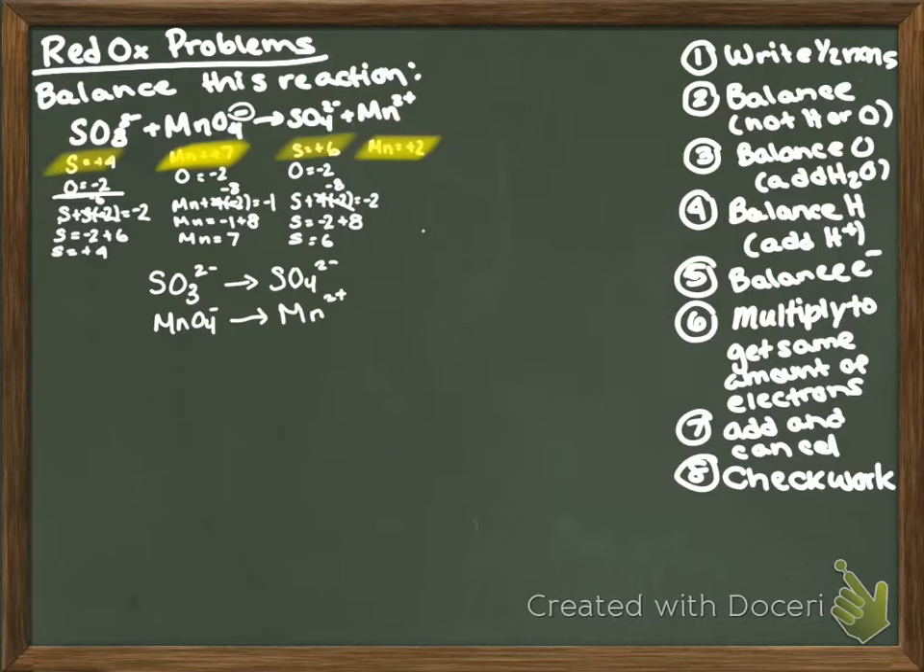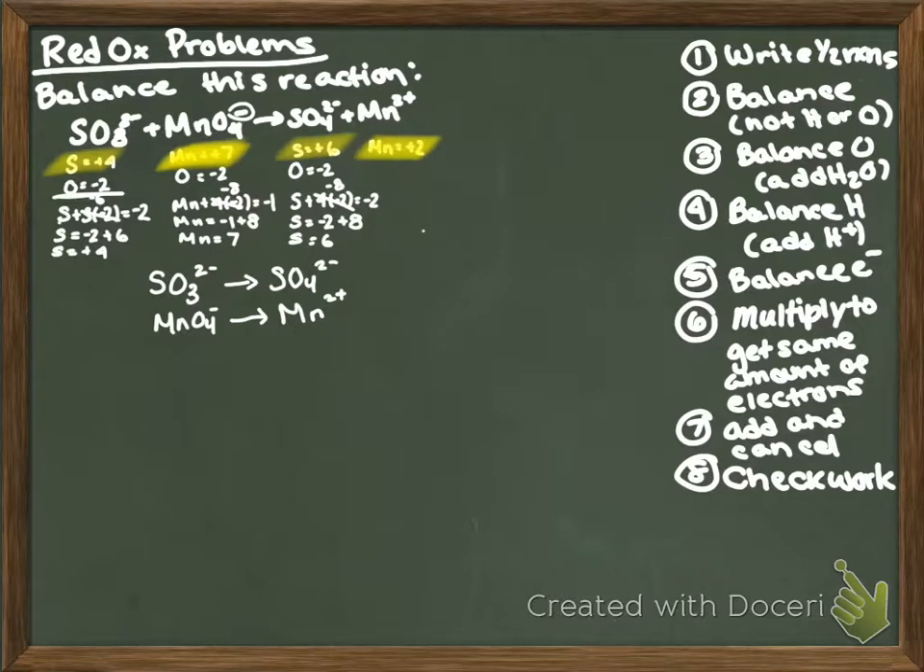So I've got my 2 half reactions going here. That's our first step, is write 2 half reactions. After that, we're going to balance everything that's not hydrogen or oxygen. Sometimes this is already balanced, sometimes it's not. If it's not, you need to go ahead and balance it. This is not the time to worry about hydrogens and oxygens, so if you've got anything else that needs balancing, you're going to go ahead and do that now.